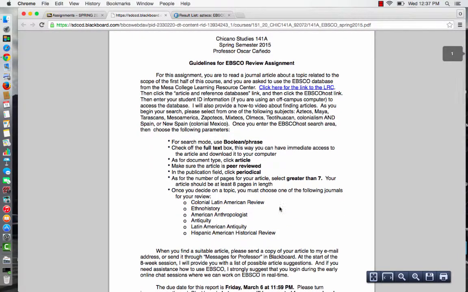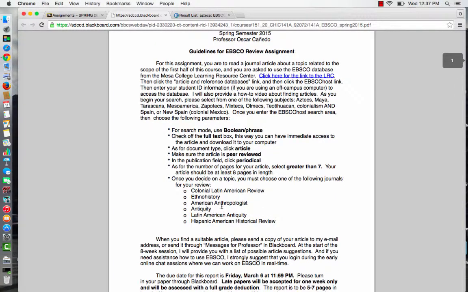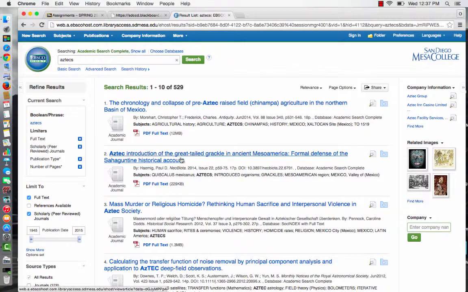Now, on the assignment worksheet, you notice I have these following journals: Colonial Latin American Review, Ethnohistory, American Anthropologist, Antiquity, Latin American Antiquity, and Hispanic American Historical Review. What I'm telling you right here is that your article has to be from one of these journals. It can't be from anything else. So if we go back here to choices 2 and 3, you see that these are journals that are not part of that list of 6 I have earlier. But this one is. Antiquity is a journal that's listed. So you can use this article. So you can use choice 1, but not choice 2 or choice 3.